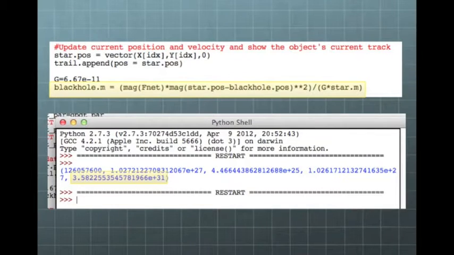This required the original principle to be rearranged. Mag star.pos minus blackhole.pos squared is equal to r squared in the equation that was originally used. The rest of the equation is known. When the code is run, the mass of the black hole appears in the print window and has a value of 3.5823 e to the 31 kilograms.